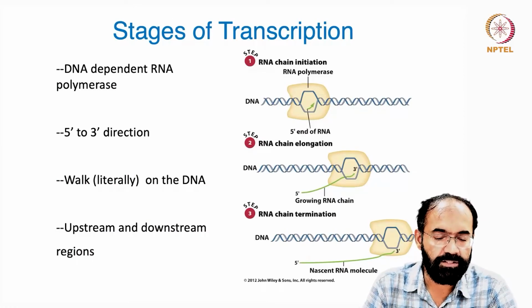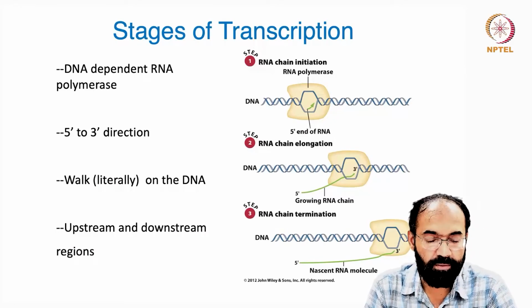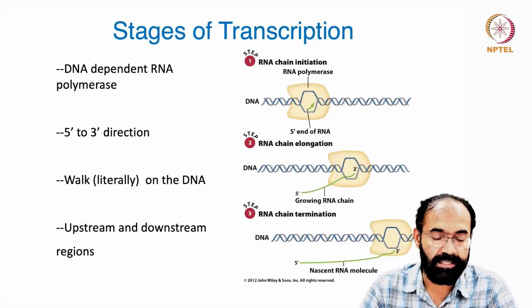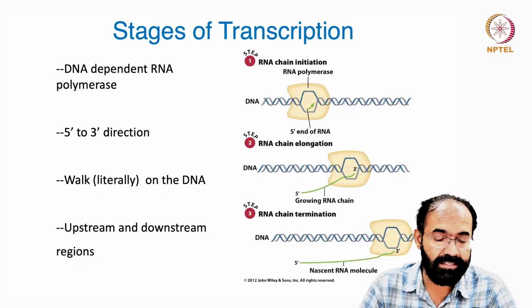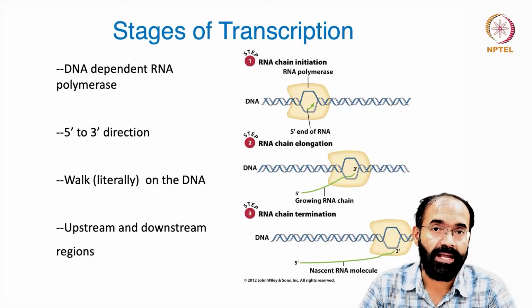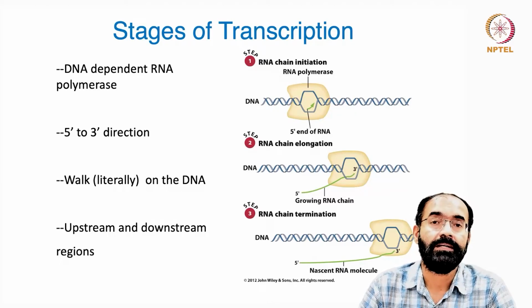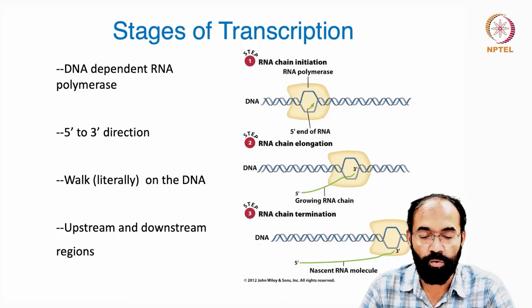And if you look into the stages of transcription, it basically starts with DNA dependent RNA polymerase, and it happens unidirectionally, that is 5' to 3' direction only. And the RNA polymerase walks literally on the DNA by unwinding it locally as and when required. And it also has specific upstream and downstream sequences which enable the proper defining of a gene region, or the proper defining of the gene's boundary.